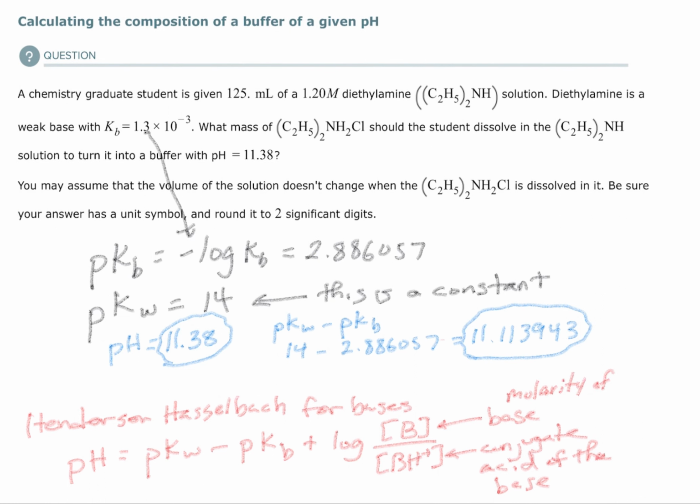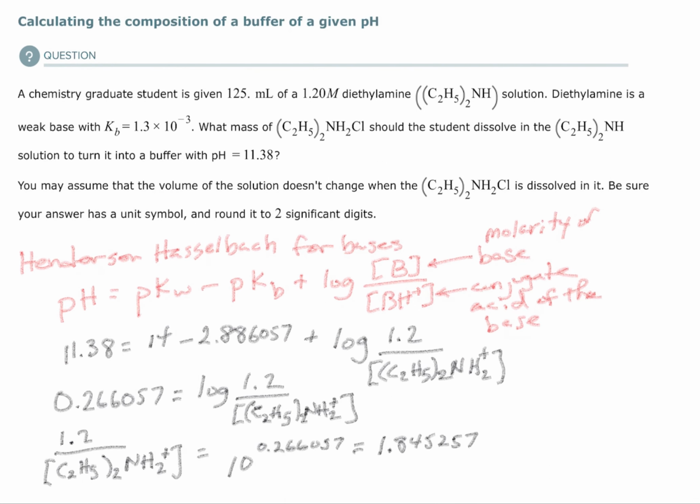All right, so I just put in my information. I took the Kb, took the negative log of the Kb, got the pKb, and I've got it here, 2.88 something. pKw is always 14; that's a constant. So I checked it. The pH given is 11.38. The pH that I figured out was 11.114. It works. I can use this. So I'm going to use my base because that's what I'm given. You would use your acid if that's what you're given.